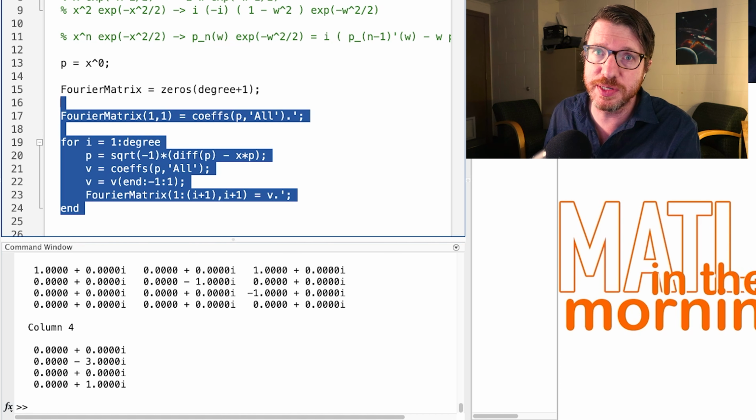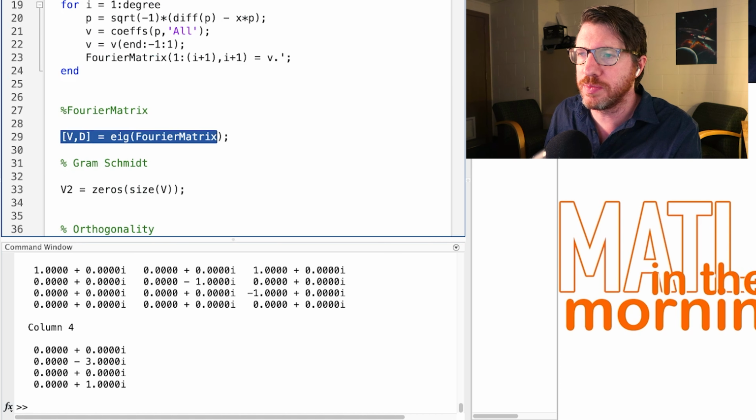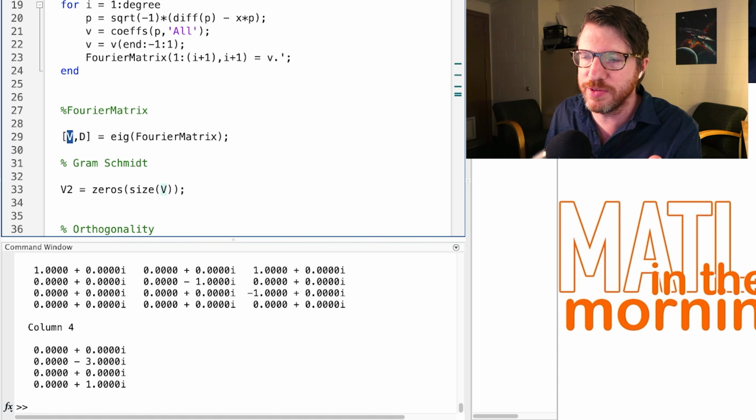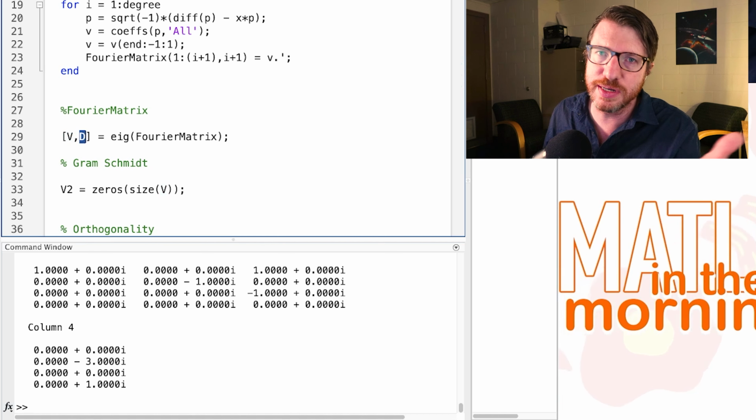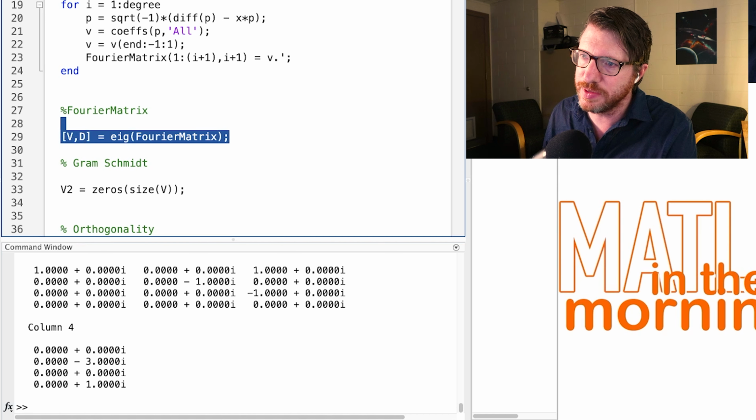Once I have this representation, that means I can now go into MATLAB and just put in this guy, the eigenfunction, on the Fourier matrix. And so it's going to give me 2 matrices. It's going to give me V, where each column is going to be an eigenvector, and D, which is a diagonal matrix having my eigenvalues. Let's go ahead and evaluate this.